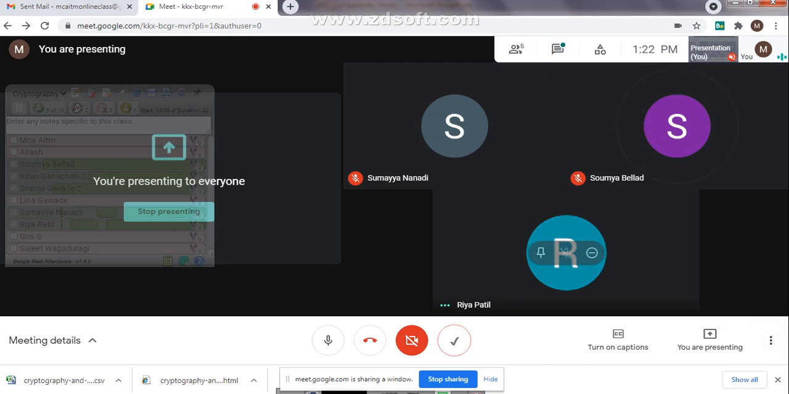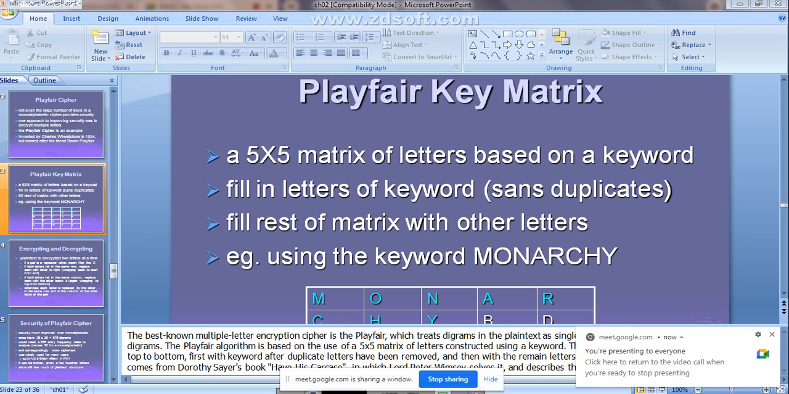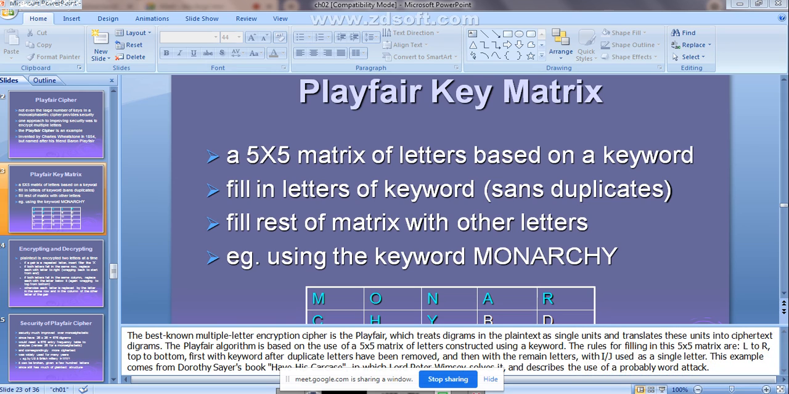Is the screen visible that I have shared? Yes. Okay, see, Playfair cipher we are seeing, right? It is mainly based upon what I told. It is going to use the 5 by 5 matrix. In that 5 by 5 matrix, you are going to fill the key first. That is the key which you are going to use for converting the plain text into the cipher text. Whichever key you are going to use, that particular key you are going to fill here, from the topmost, from the left hand side to the right hand side. Getting the thing?